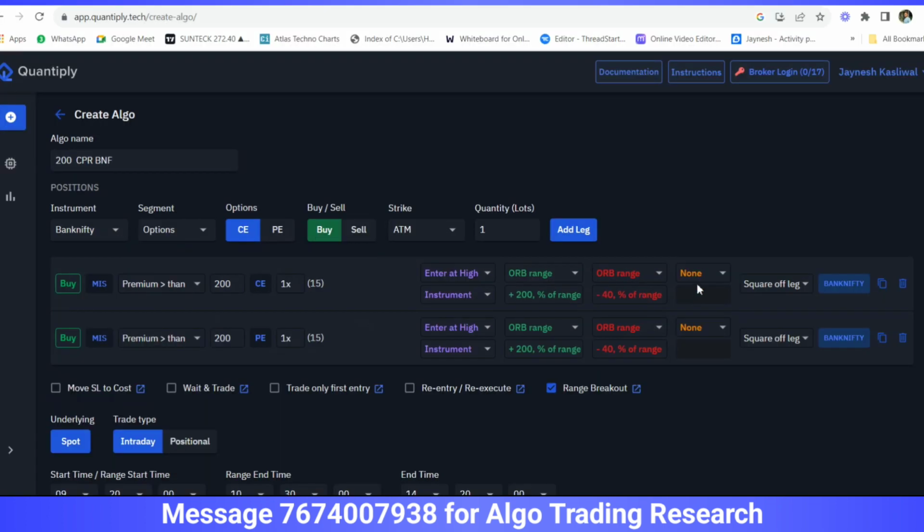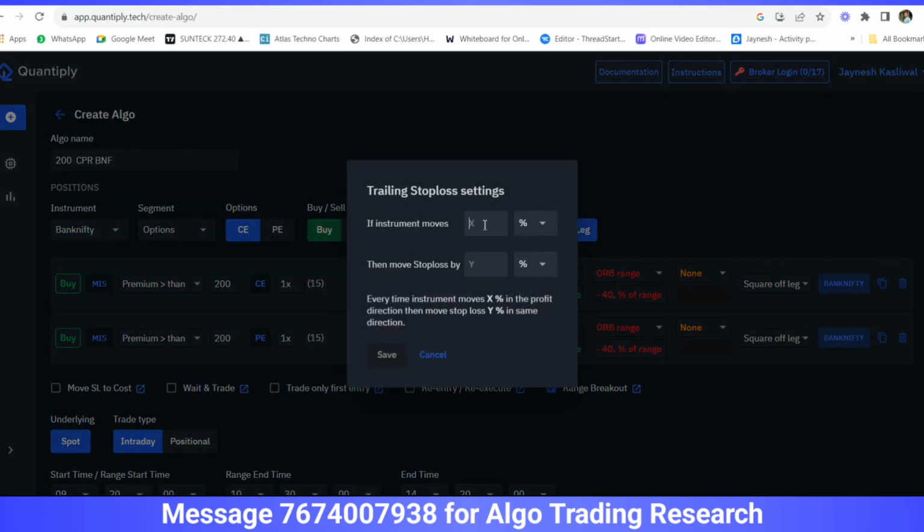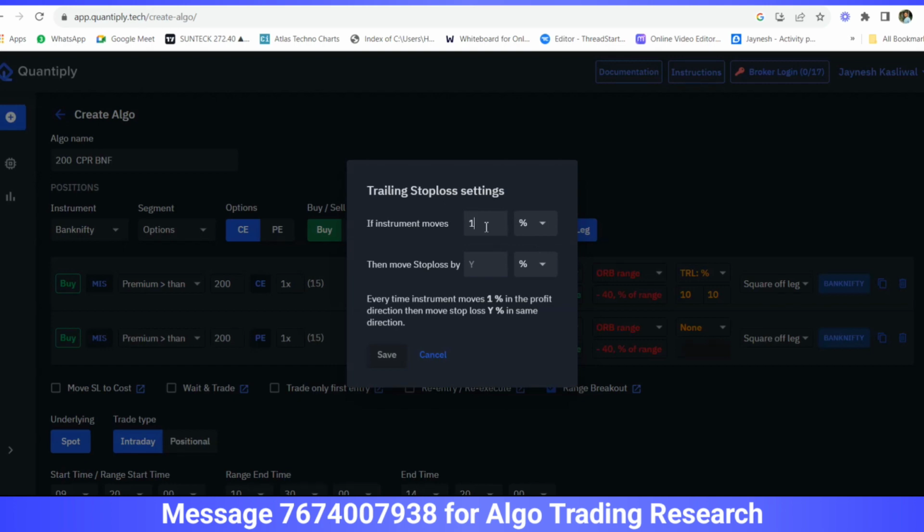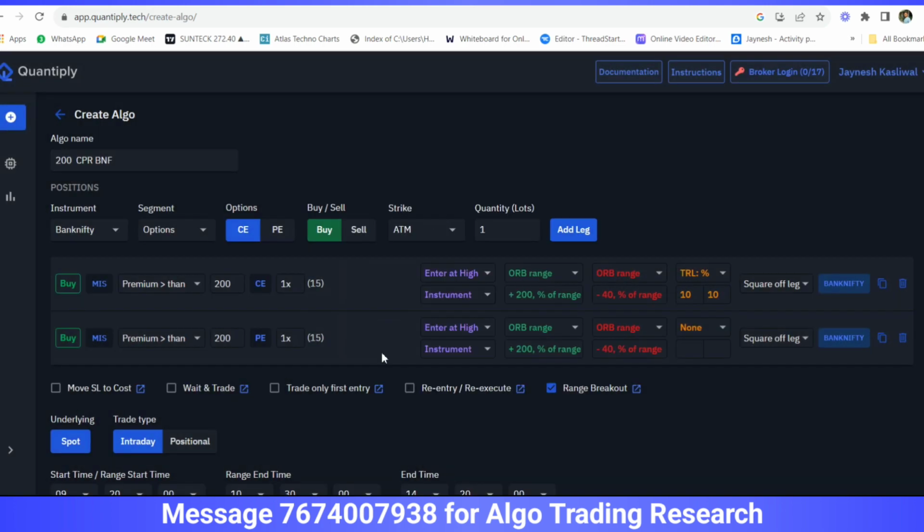Now after that, what is the trailing stop loss? Let's say you are using trailing stop loss. I use 10%, 10%. Move forward. Understood? If it is square of leg, then square of leg. If it is square of all legs, then use square of all legs here. One should be call, other should be put.